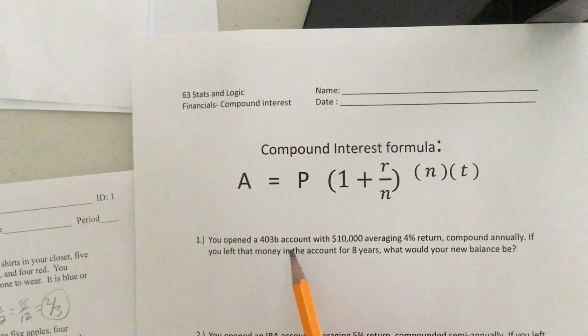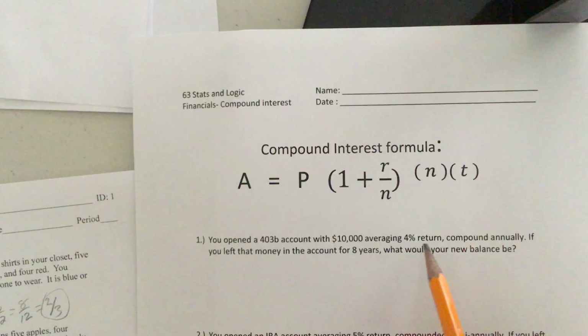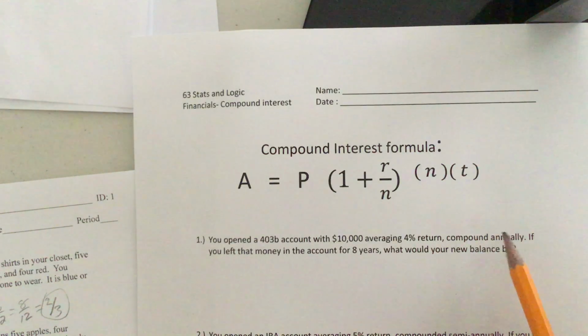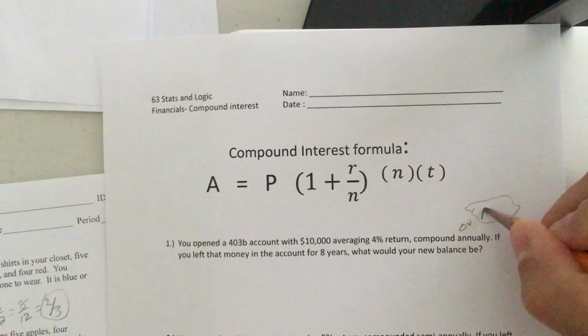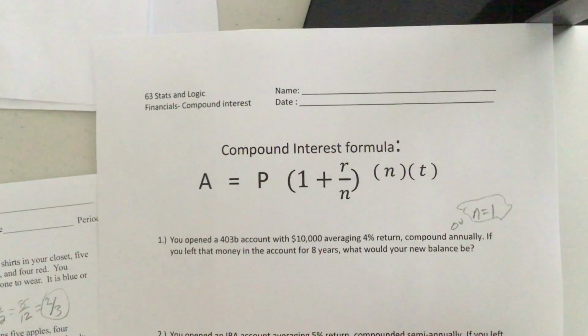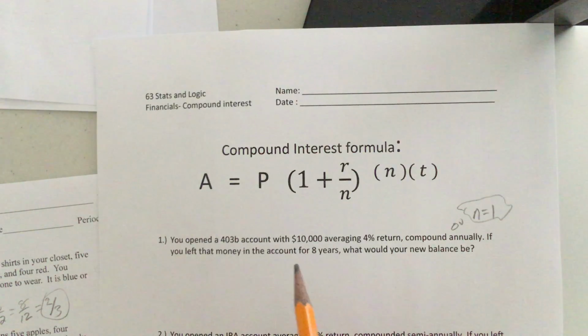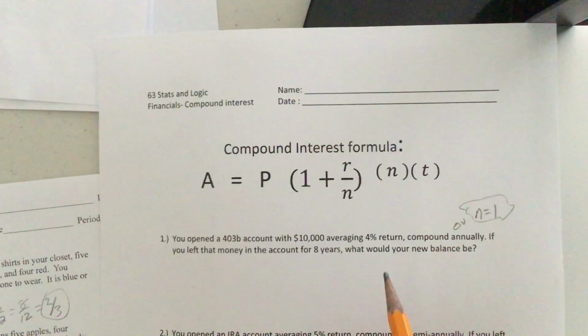You open a 403B account with $10,000, averaging 4% return compounded annually. So that means my N value is going to equal 1 because it's compounded annually. If you left that money in the account for 8 years, what would your new balance be?